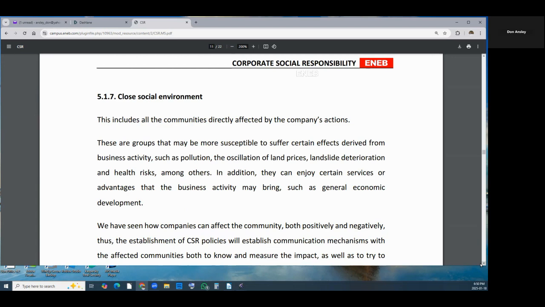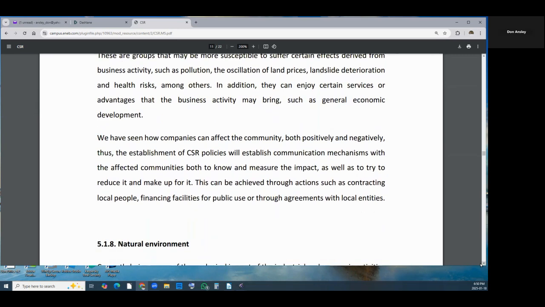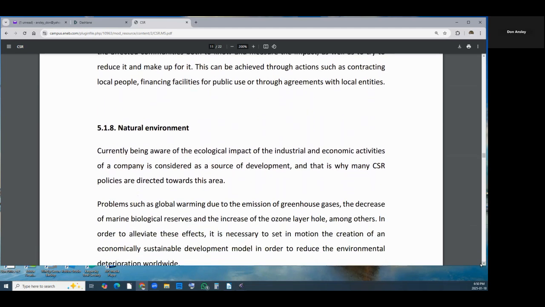We've seen how companies can affect the community both positively and negatively. Thus, the establishment of CSR policy will establish communication mechanisms with the affected communities, both to know and measure the impact, as well as to try to reduce and make up for it. It can be achieved through actions such as contracting local people, financing facilities for public use, or through agreements with the local entities. Natural environment.